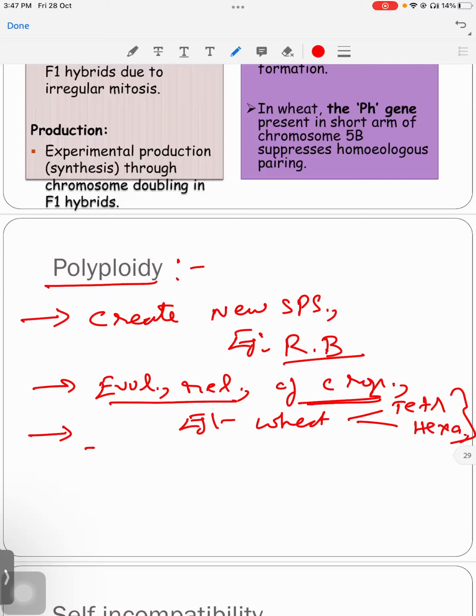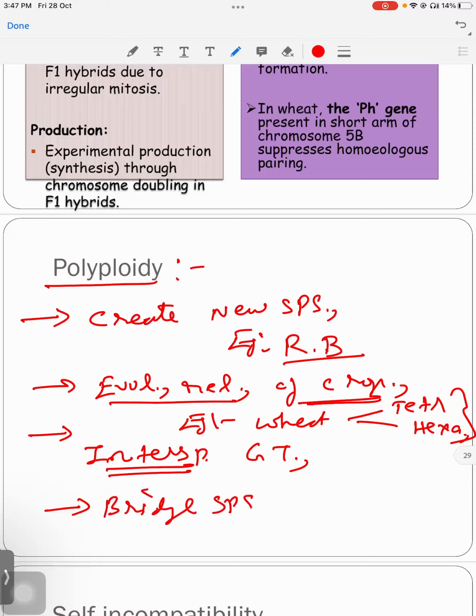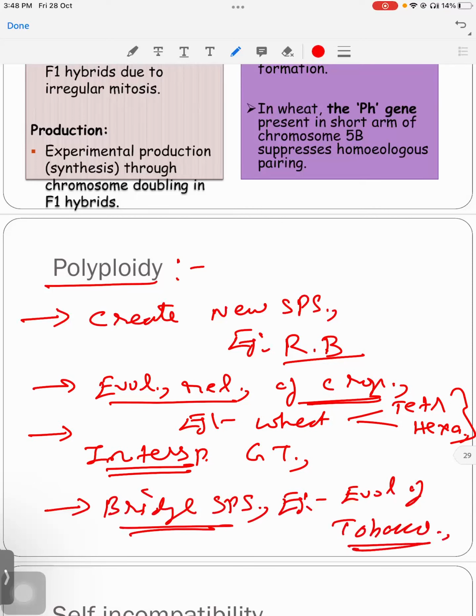Then another is interspecific gene transfer, that is, the transfer of genes between species. Those are also major applications in crop improvement. The other major use is as bridge species: while crossing different species, we use it as a bridge species. You would know about Nicotiana, in case of the evolution of tobacco.